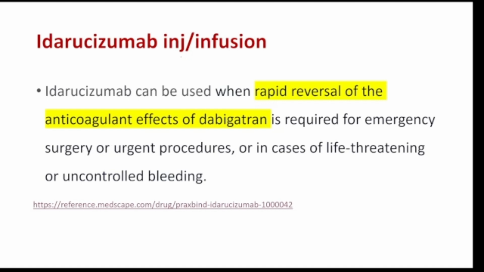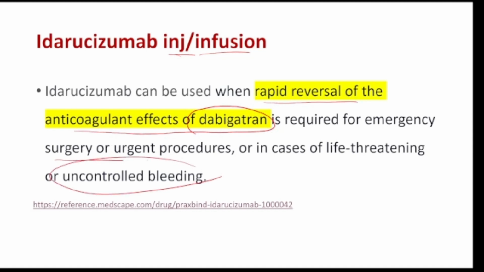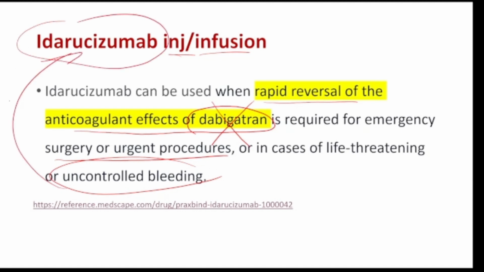Idarucizumab is given by IV infusion. Idarucizumab can be used as a rapid reversal of the anticoagulant effect of dabigatran. So if you have uncontrolled bleeding or urgent surgery and we need to stop this medication suddenly, the best option is idarucizumab to antagonize the action of dabigatran.